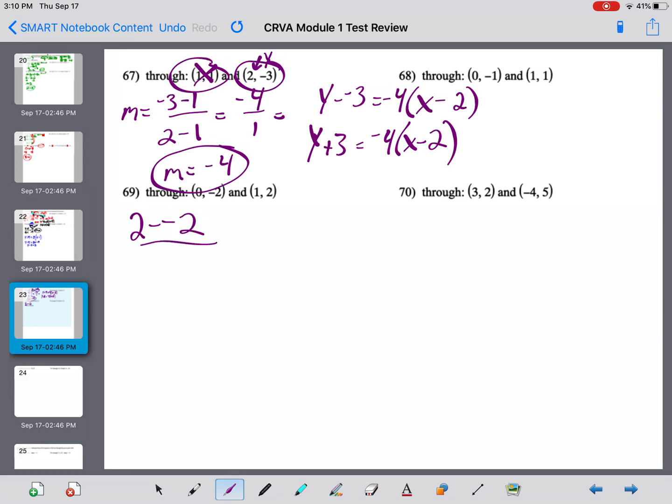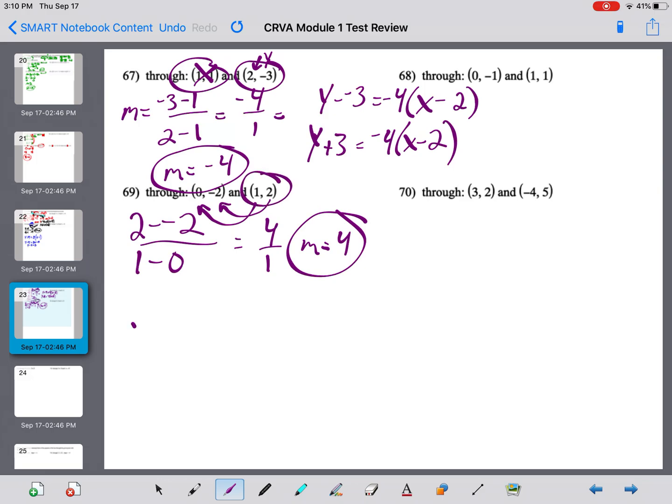2 minus -2 on the top. 1 minus 2 minus -2, 1 minus 0. I do those arrows to help me see that I'm going in the right direction. Slope is 4. So now, pick a coordinate pair. I'm going to pick this one. So it's going to be y minus 2 equals the slope times x minus 1. And there is your point slope form.